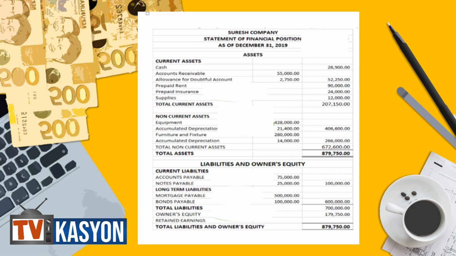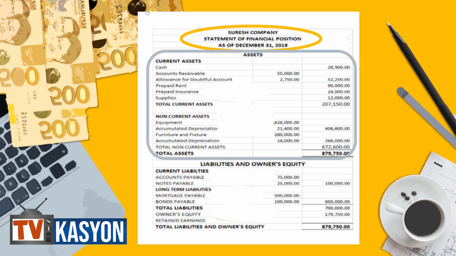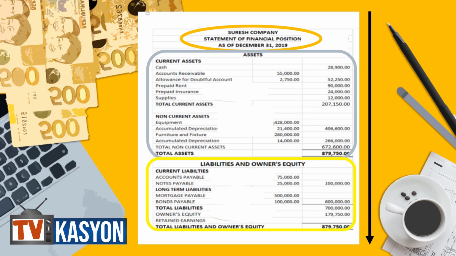In a report form, the heading specifies the name of the company, the name of the statement, and the date covered by the statement. Assets are listed first, followed by liabilities, and then owner's equity in a vertical position. The accounts are listed accordingly based on the chart of accounts presented in your FABM2 subject.